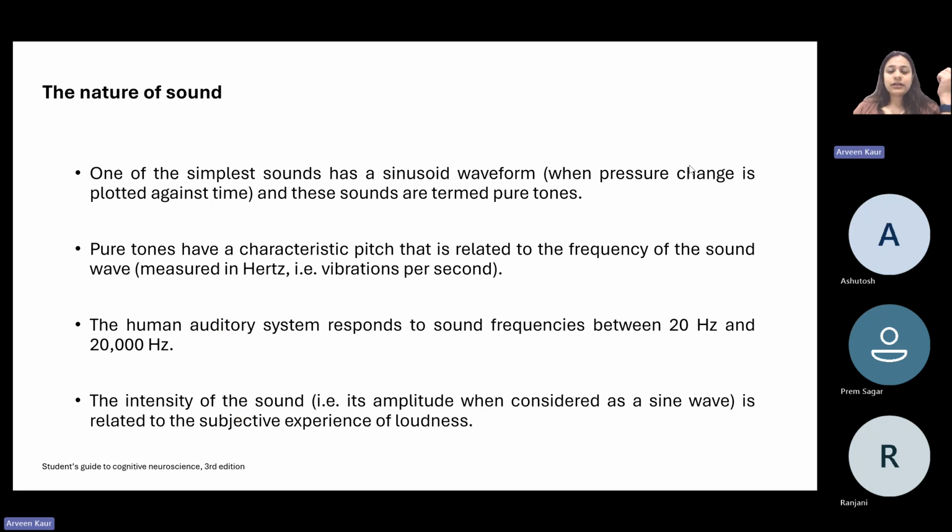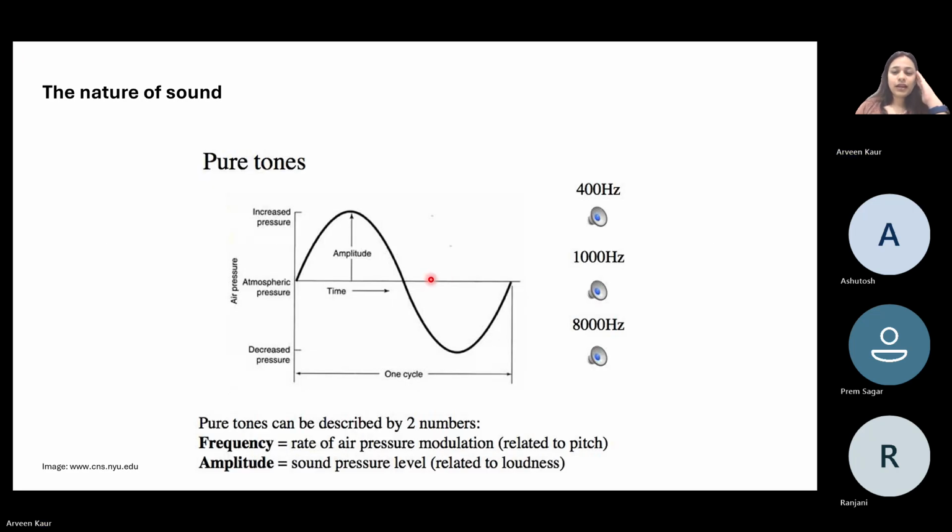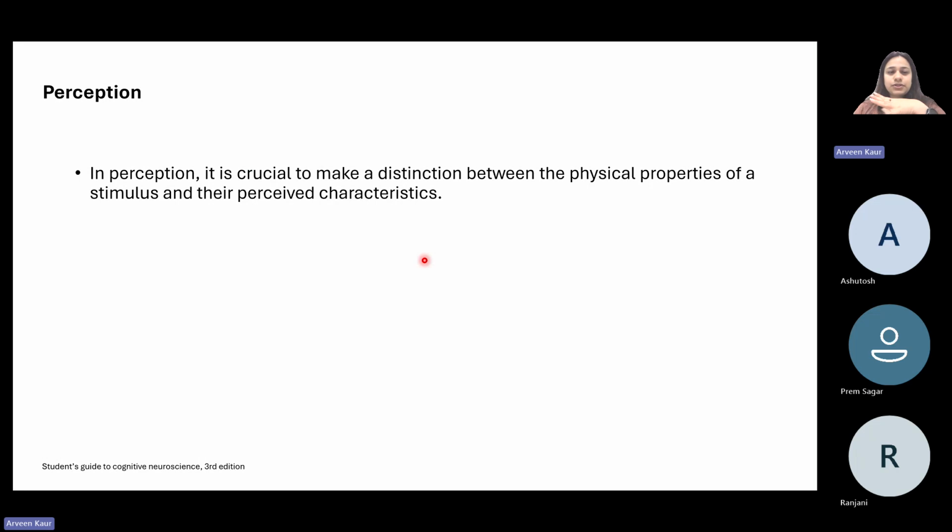The intensity of sound, that is its amplitude, when considered as a sine wave, is related to the subjective experience of loudness, right? For instance, 50% sound in my earphone might be very loud, and for some other person, 50% might be too low, and they might be hearing in the same model of earphones, but they might be more used to maybe 80% sound, right? So for them, 50% will be low. So it is relative. So this is a pure tone. I'll just skip this portion, right?